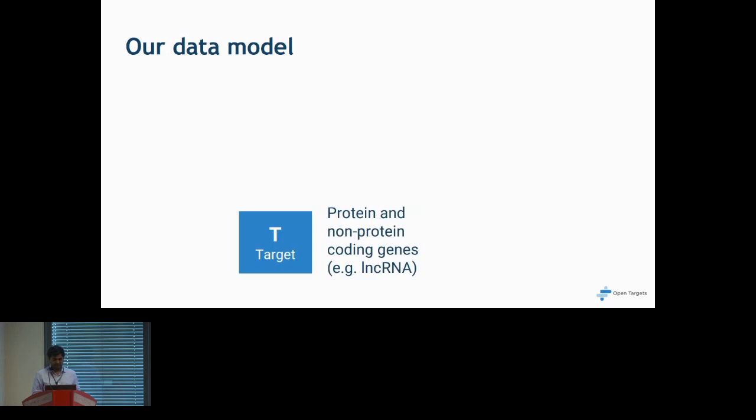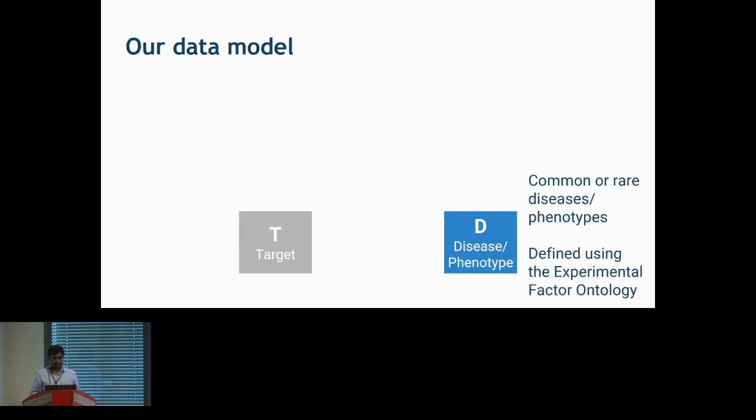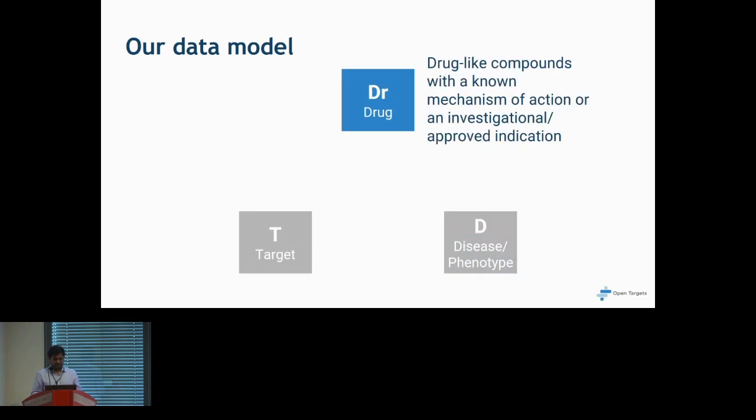So to understand our data model, we have three different entities. The first entity is the target, which we define as a naturally occurring molecule that can be targeted by a medicinal product. And we use EBI's Ensembl database for this information. Next, we have the disease or the phenotype. This is the second entity, and we use the Experimental Factor Ontology for classifying these, and these can be rare or common diseases. And the third entity is the drug-like molecules. So we use EBI's ChEMBL database, and we define these as any bioactive molecules with drug-like properties.